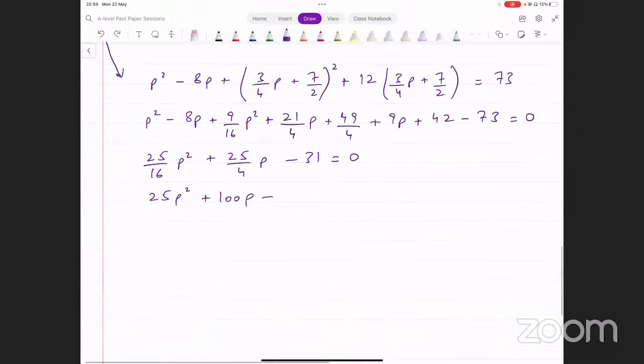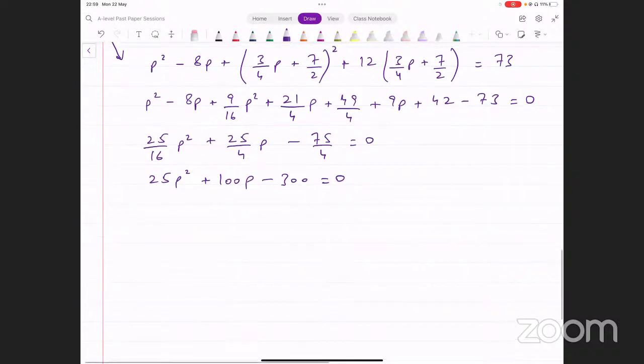I'm sorry about that. ये भी एक constant है. ये क्या होता है? 49 divided by 4 plus 42 minus 73. That is giving me minus 75 over 4 here. Okay. अब इसको 4 से मल्टीप्लाई किया तो ये आता है 300. So we have minus 300 equal to 0 here. This is an equation that I'm getting.